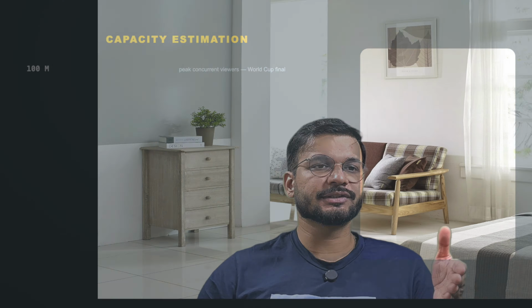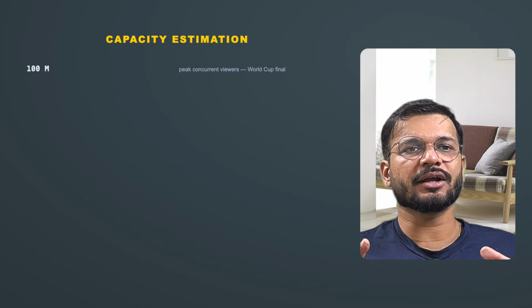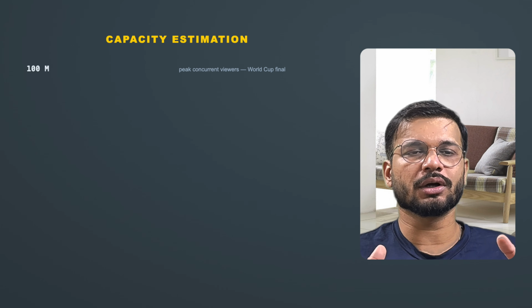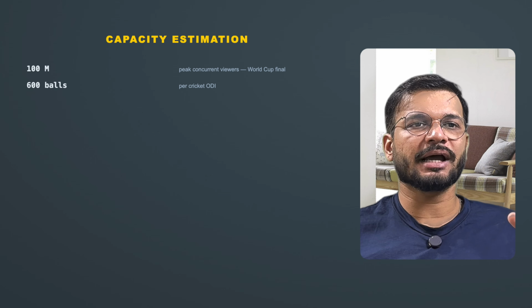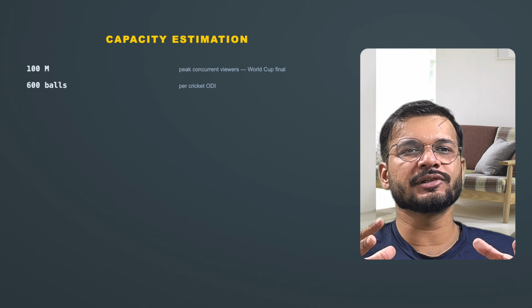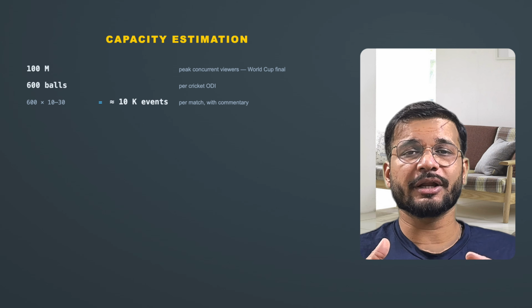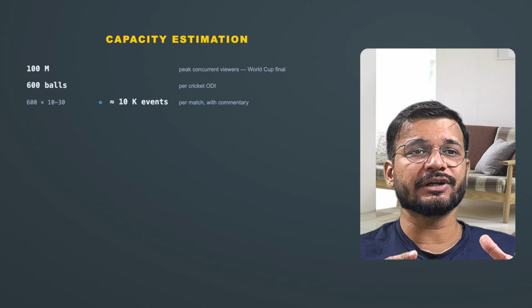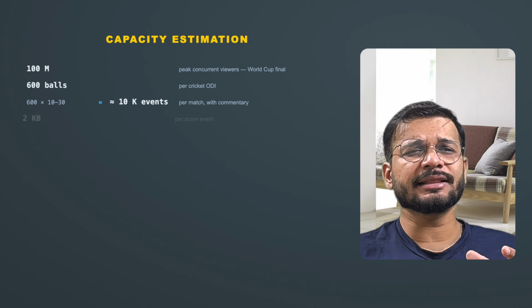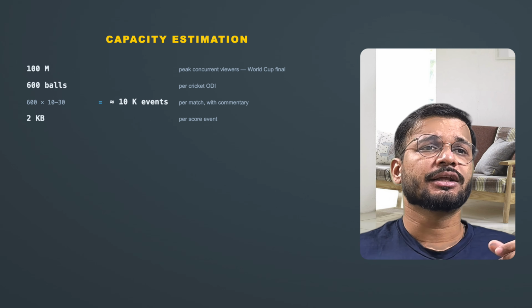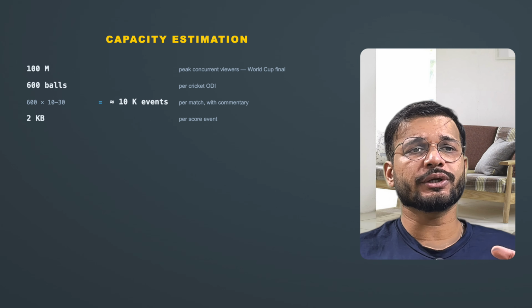Let's put the numbers to this. The peak concurrent viewers could be around 100 million for the World Cup final. The score events per match are roughly 600 balls in a cricket ODI, 10 to 30 events per ball with the commentary, run details, and the fielding updates. So around 10,000 events per match. The event size could be around 2 kilobytes each.